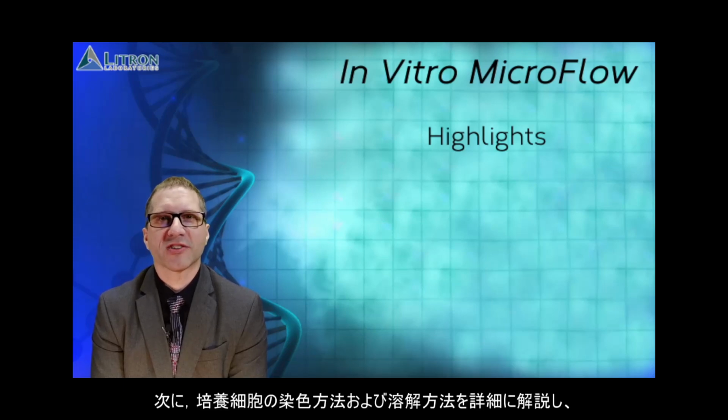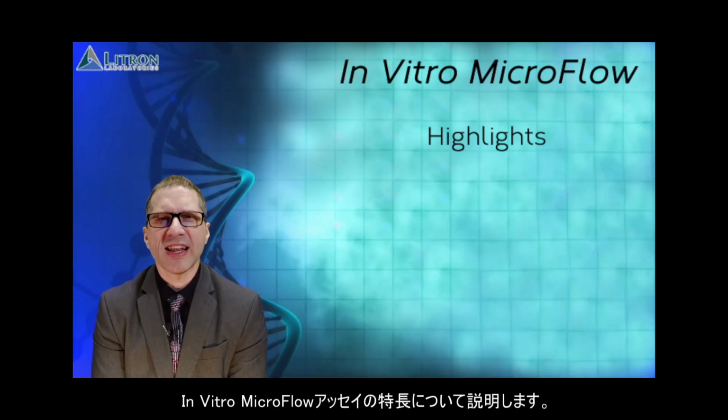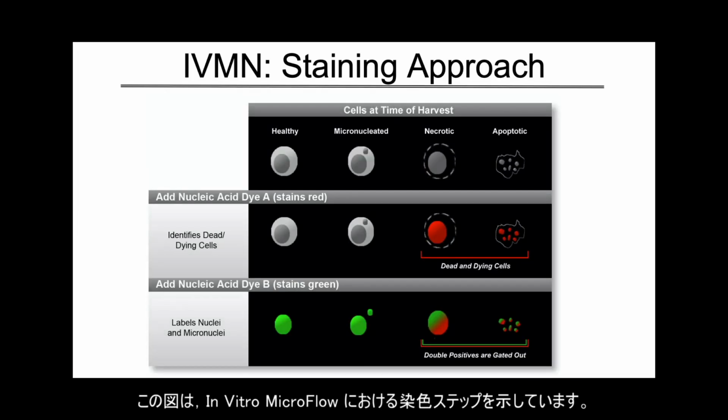I will now go on to describe the sequential lysis and staining protocol that is used to process these samples, and then highlight some specific characteristics of the in vitro micronucleus assay that differentiate it from other methodologies. This schematic shows the multiple processing steps involved in the in vitro MicroFlow method.